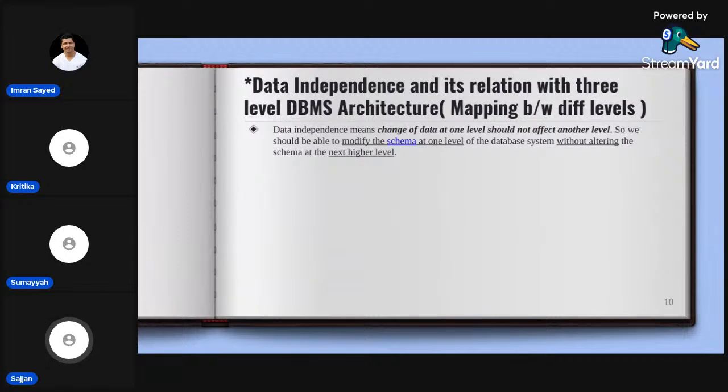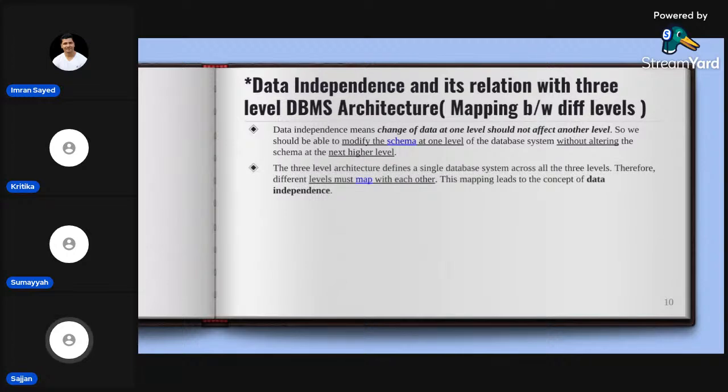Okay, data independence and its relation with the three-level DBMS architecture. Data independence means change of data at one level should not affect another level. So we should be able to modify the schema at one level of the database system without altering the schema at the next higher level.